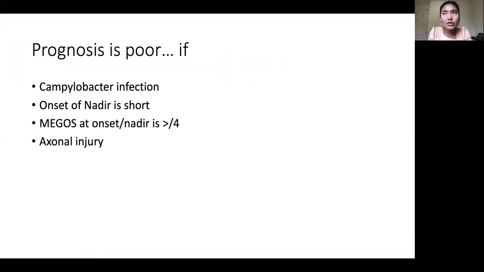And when we consider prognosis, because patients are going to ask, what's going to be my prognosis? 85% of the time, the patient will get complete recovery by 1 year. It's going to be poor if the patient had Campylobacter infection, like diarrhea, dysentery, nausea, vomiting, etc. at the onset, because it is associated with axonal injury. Remember the wire, okay? If the myelin is affected, it is easy to repair. If the copper or axon is damaged, or you see it dissected, prognosis is going to be poor.